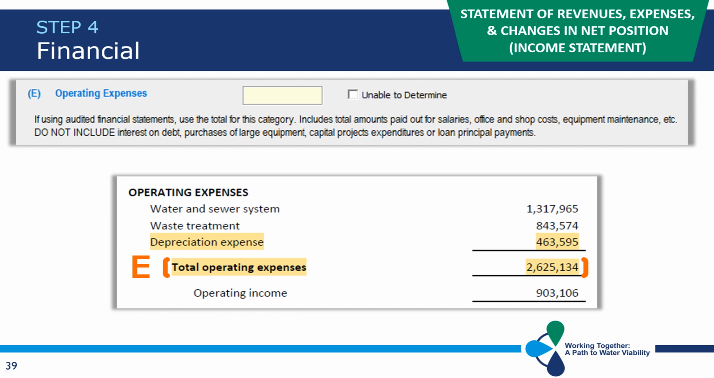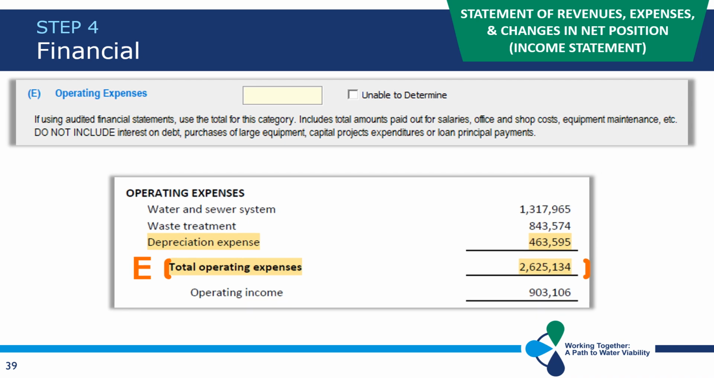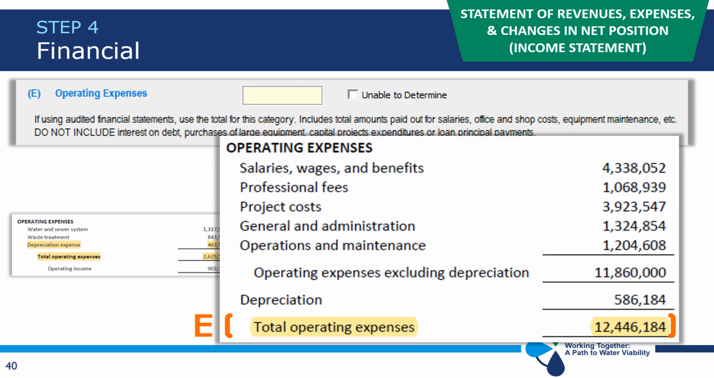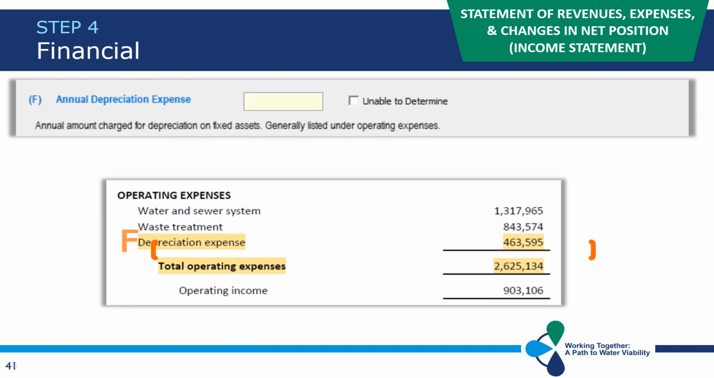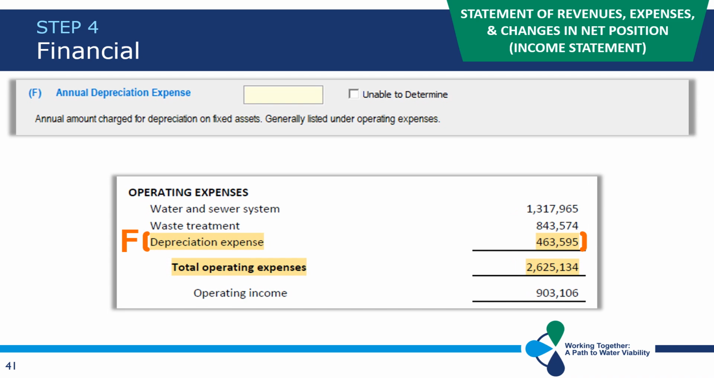Note that operating expenses include depreciation. If your statements single out depreciation like this, be sure you are using the total operating expenses. Annual depreciation expense is the amount charged for depreciation in the fiscal year of the statements used for this tool. As noted earlier, you may not be able to calculate this if you don't have access to current audited financial statements. If that's the case, mark Unable to determine.